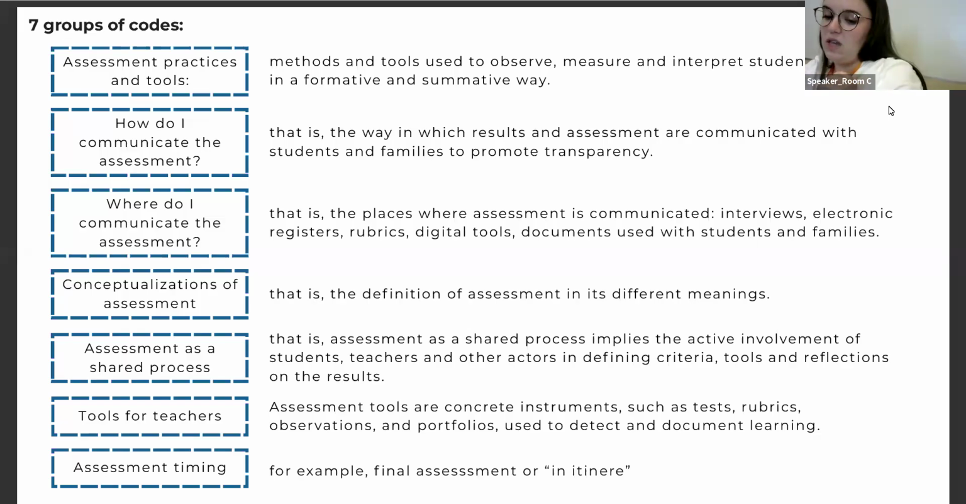We can also say that assessment is a shared process, but not a shared process with students and families, but also between teachers. We also analyze some tools for assessment and assessment timing. For example, they say a lot of the time that we do the final assessment, or the assessment in itinerary, so during all the school year, or some initial assessment, something like that.